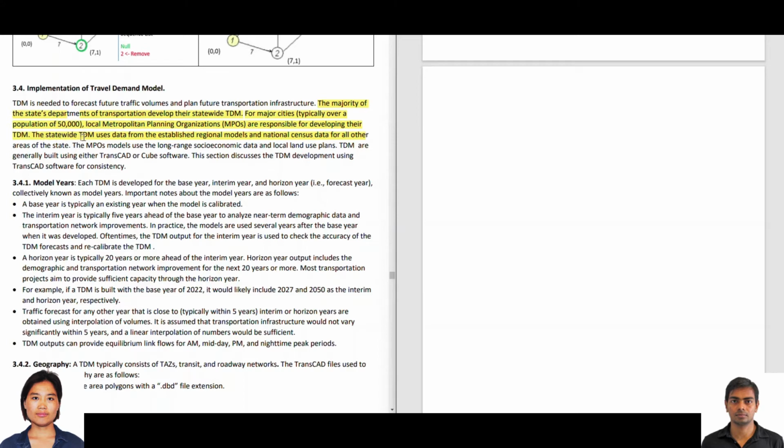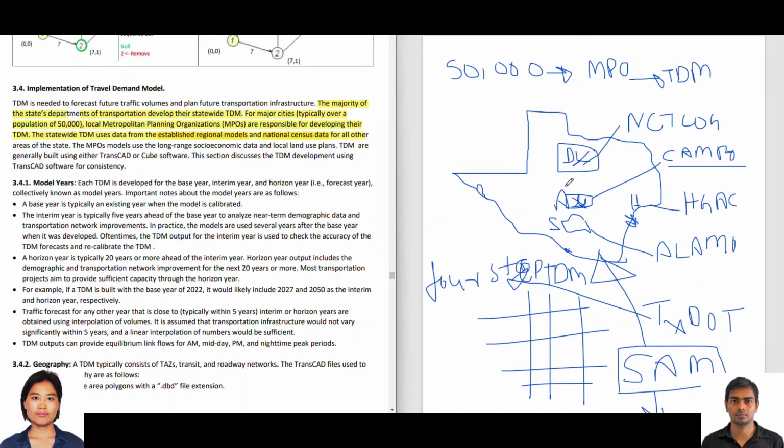A statewide travel demand model uses established regional models, which are MPO models, and national census data. When we are building the statewide model, we look at the local MPO model. Not we, there are only a few consultants who actually build travel demand models, and they are very specialized. It is a very specialized job to build travel demand models.